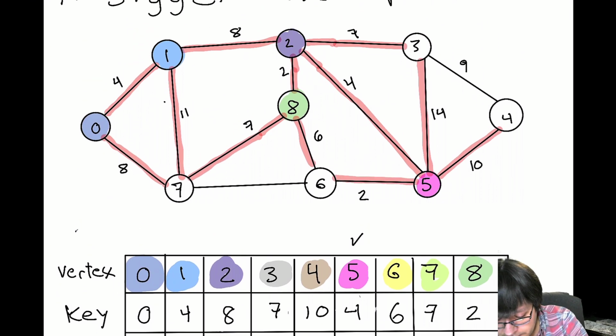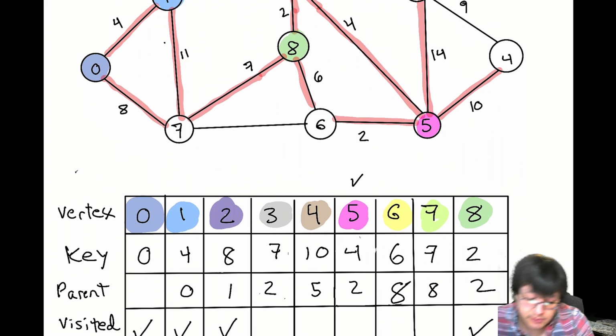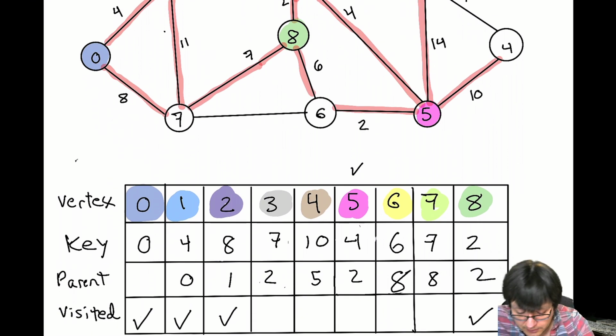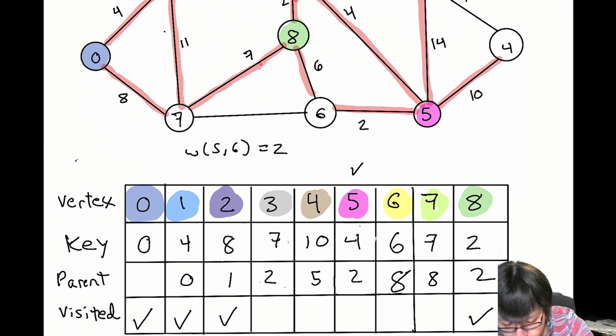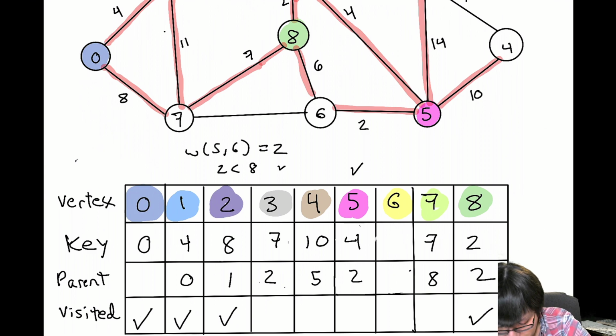Over here, however, that one is probably going to be doing some updating because we are looking at the weight from 5 to 6, which is equal to 2. And we're saying, is 2 less than 6.key? 6.key currently has 8. So 2 is definitely less than 8. And 6 has not been marked as visited. So therefore we are ready to make that relaxation there. We're going to go ahead and change that 6 to be a 2, and we're going to make the source a 5.